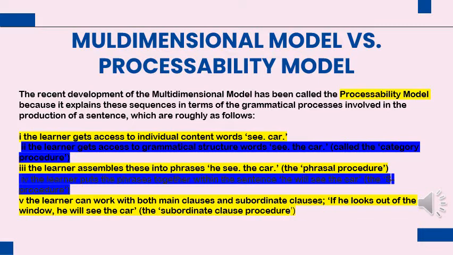One, the learner gets access to individual content words, for example, 'see', 'car'. Second, the learner gets access to grammatical structure words, for example, 'the car', called the category procedure. Third, the learner assembles these into phrases, for example, 'see the car', the phrasal procedure. Fourth, the learner puts the phrases together within the sentence, 'you will see the car', the S procedure. Fifth, and the last one, the learner can work with both main clauses and subordinate clauses: 'If he looks out of the window, he will see the car', the subordinate clause procedure.